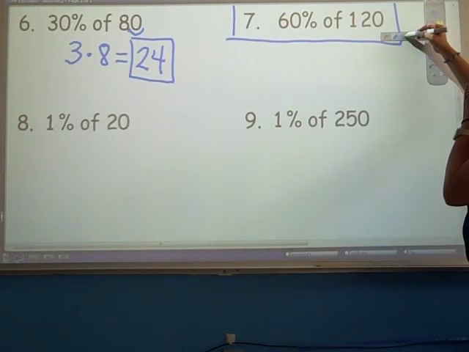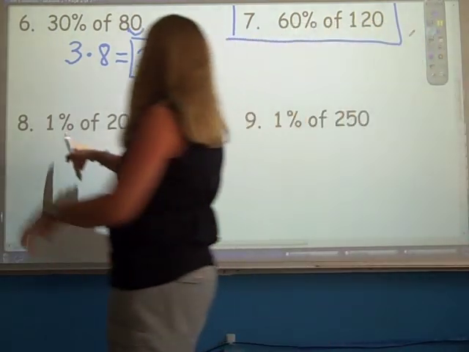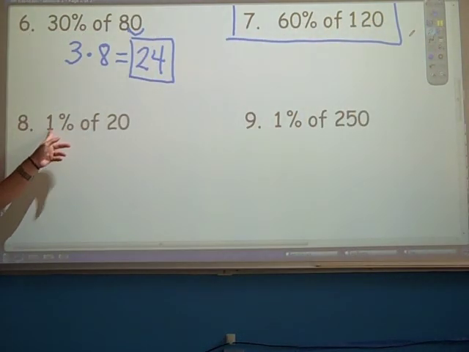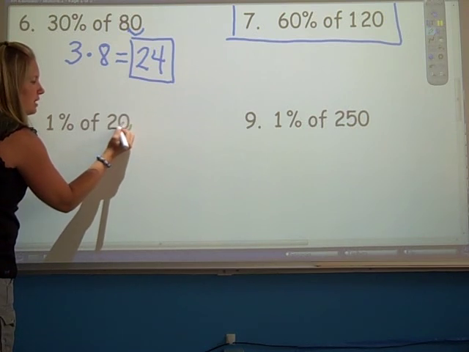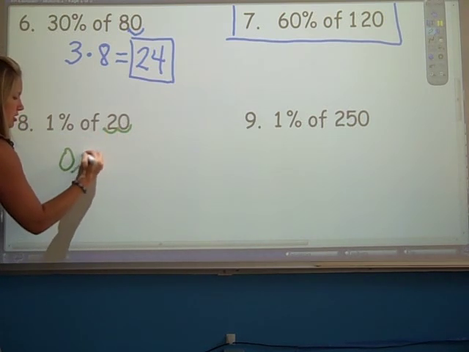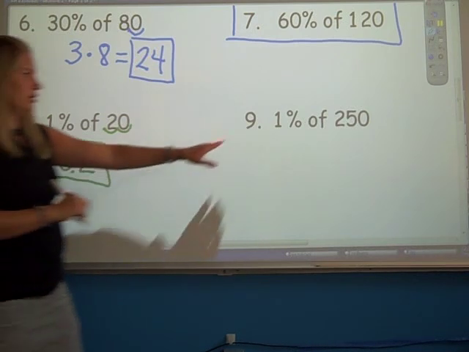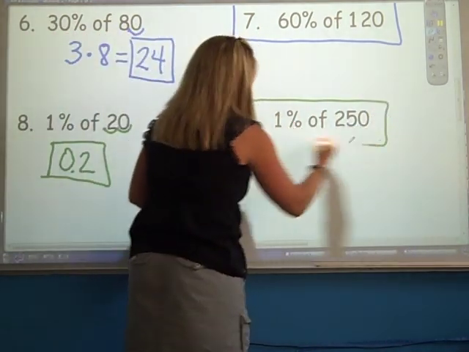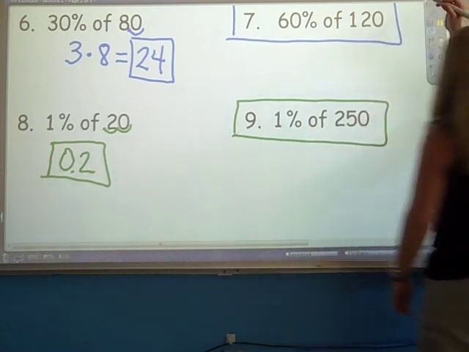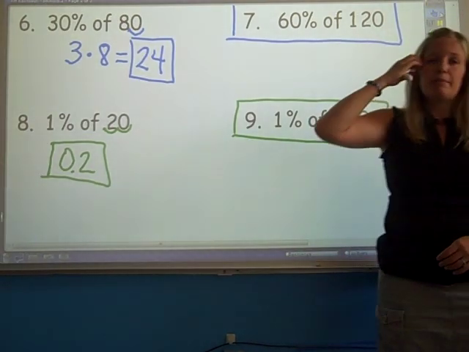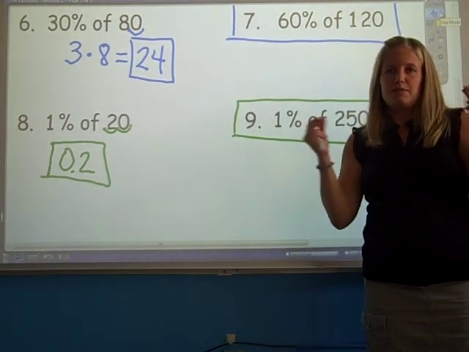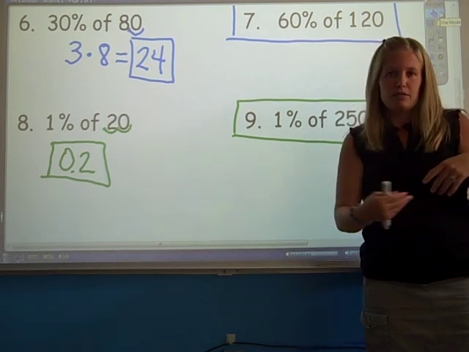Now let's try some 1% method. 1% means to divide by 100. That means you're moving it over 2 places. So the answer here is 0.2. Okay, you try number 9. We will do a bunch of these in class. I'll probably do a relay race with you where we're going to have to be going really fast and speedy with the mental math problems here.